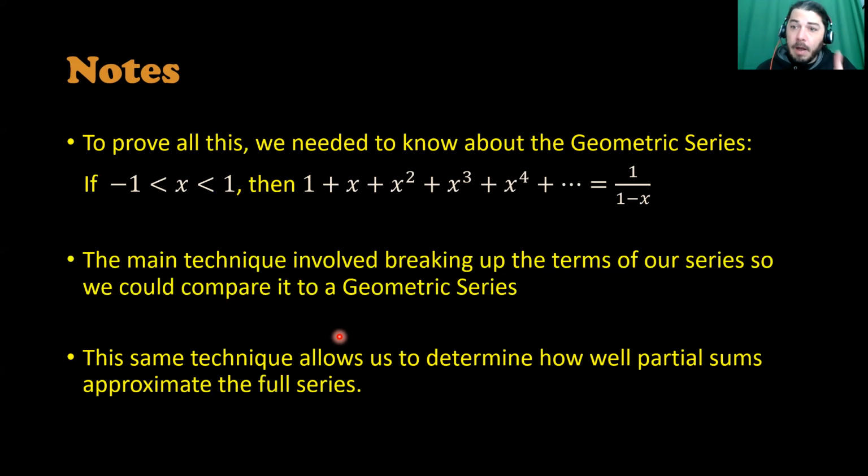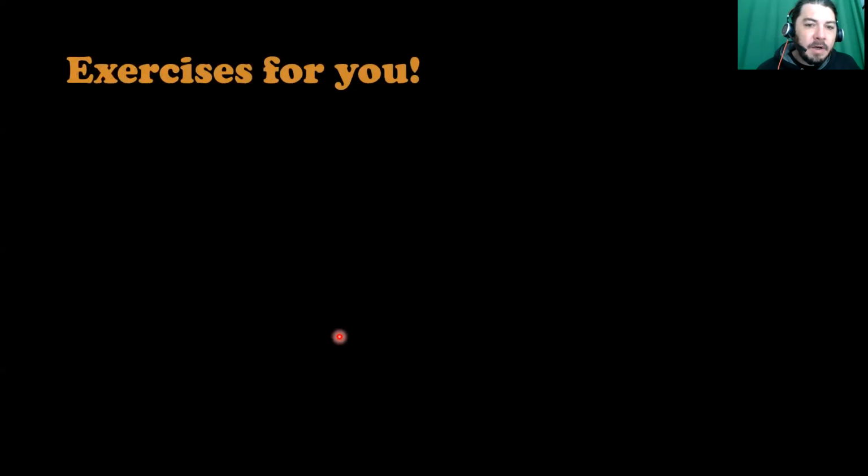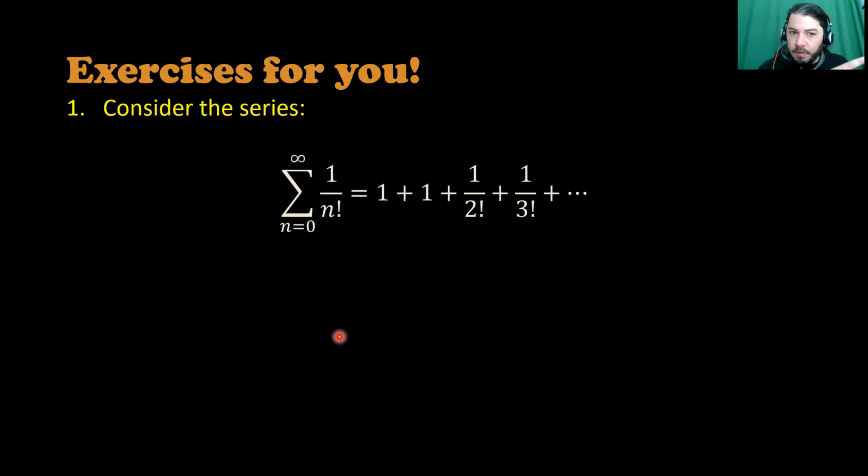All right, so to see if you understood this, here are some exercises for you that will use some similar techniques. So here's one of them. Here's another famous series: the sum as n goes from 0 to infinity of 1 over n factorial. So remember, 0 factorial is 1. So this would be the series 1 plus 1 plus 1 over 2 factorial plus 1 over 3 factorial, and so on.